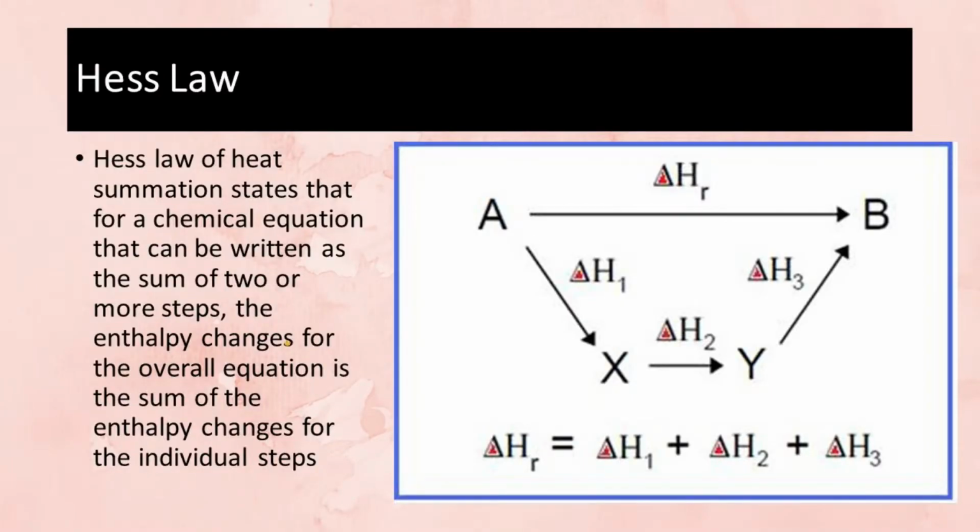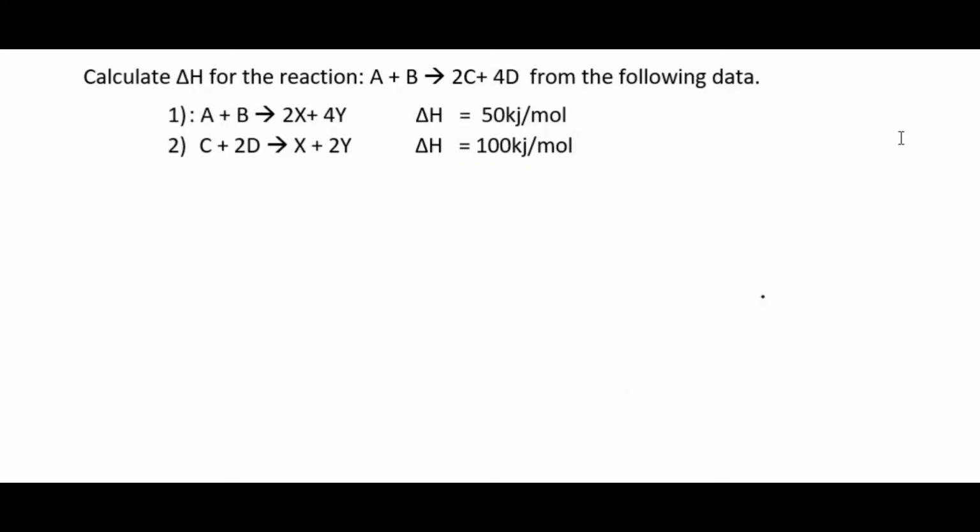Hess' law of heat summation states that for a chemical equation that can be written as the sum of two or more steps, the enthalpy change for the overall equation is the sum of the enthalpy changes for the individual steps. Okay, let's have some examples for Hess' law. Calculate the enthalpy of the reaction of this equation from the following data.